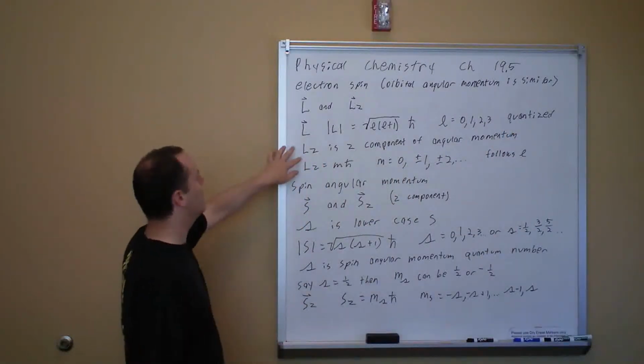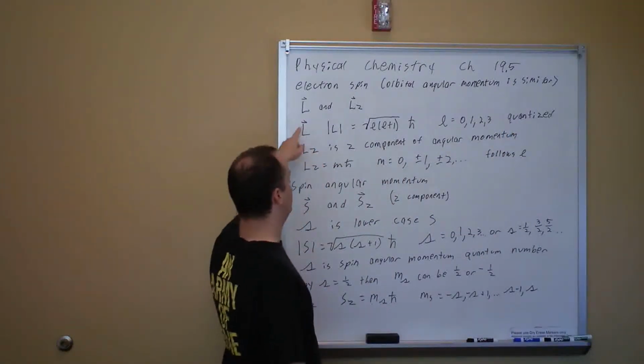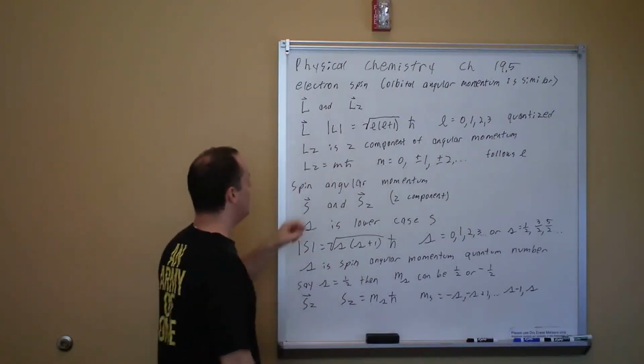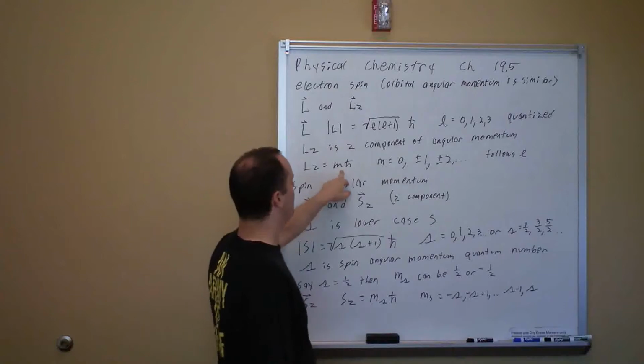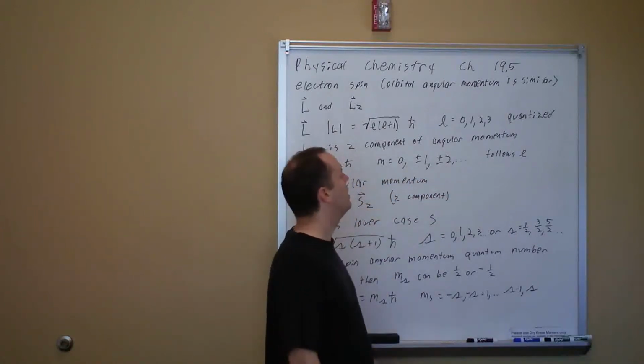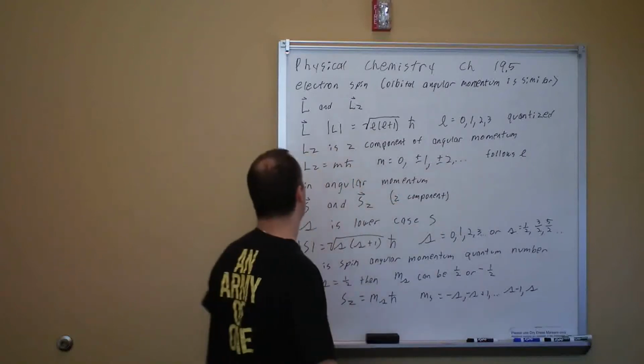That's why it's called quantum mechanics. And then the z component is Lz, and that's the z component of the angular momentum. And Lz is just m times h bar. And m is 0, plus or minus 1, plus or minus 2, all the way up to l.